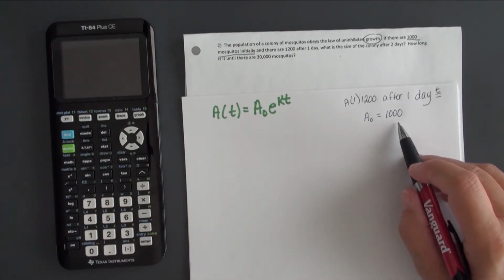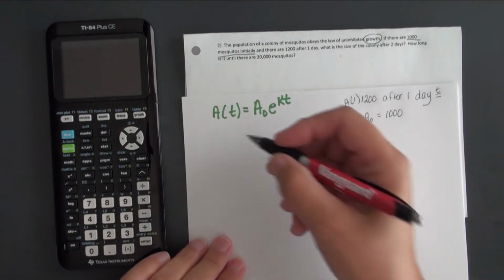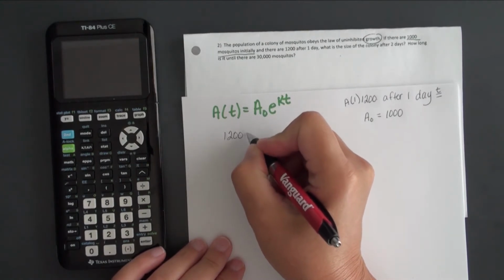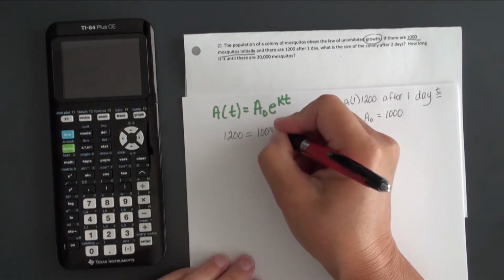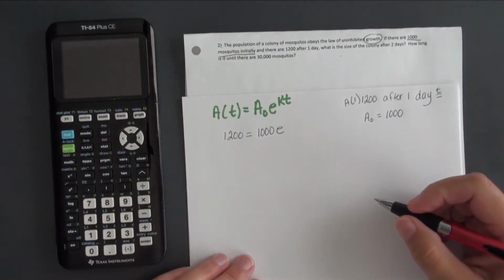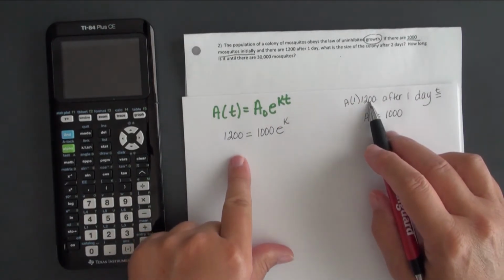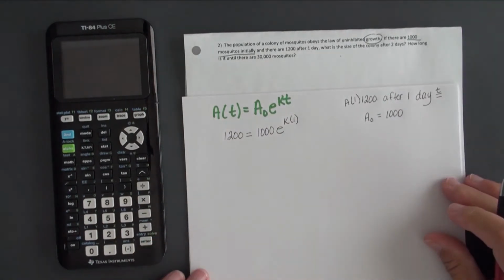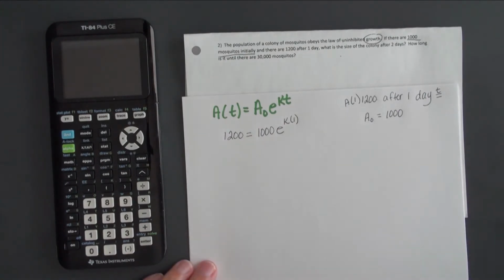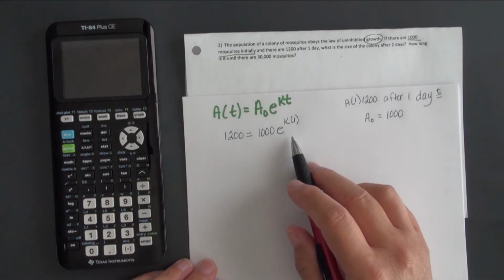So we want to go ahead and see what we know and what we don't know. Well, we know that the amount after 1 day is 1,200, and we know the initial amount was 1,000. It does not tell us the growth rate, so we don't know K, but we know that that 1,200 occurred after 1 day, so our T is 1. So the first thing we have to do before we do any solving of the questions that are asked is to find out what K is equal to.